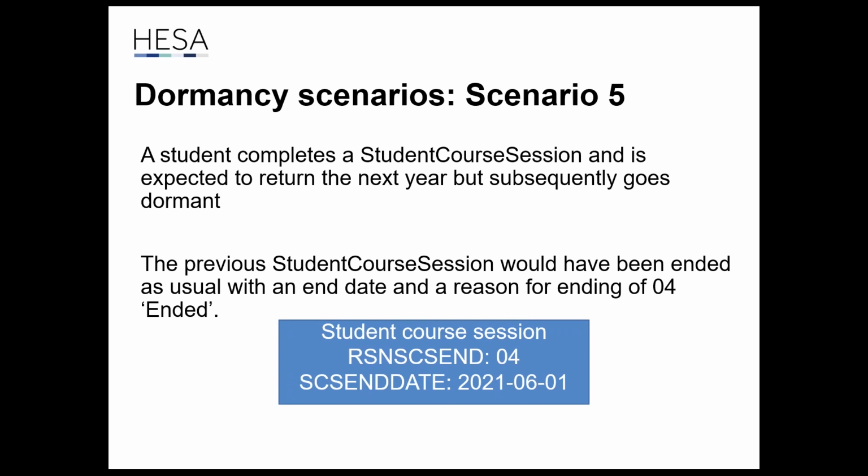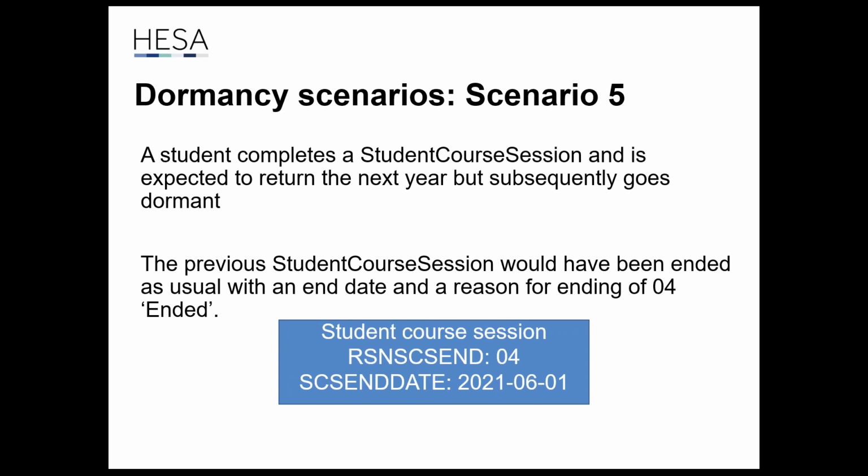However, when it comes to the next reference period, the student hasn't come back to study. They need to then tell us that that student has moved to a dormant status because we need to have that actively confirmed in the data. They didn't tell us at the end of the last student course session, so they're going to have to tell us at the start of this one.